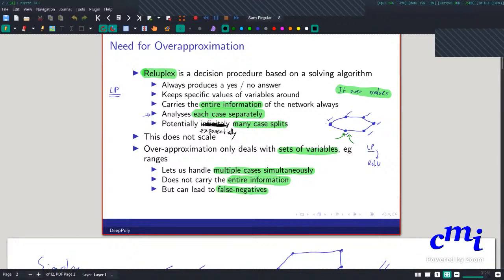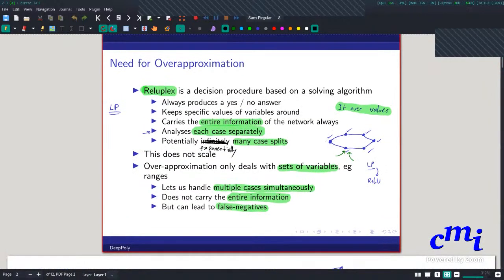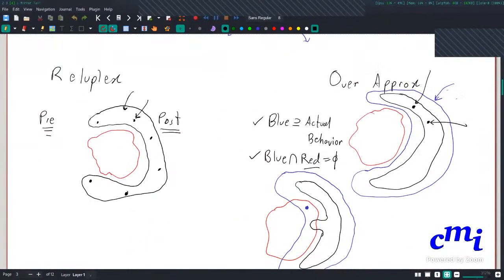So if you have a network that you want to prove to be correct, a precise method like ReLUplex will potentially need to go over a large number of assignments. We want to try and avoid that, and the way we can do that is with some over approximation. What we give up is precision, in the sense that we end up introducing some situations where we have false negatives. But what we gain is a much more scalable method, which, if successful, can lead us to a proof, right?